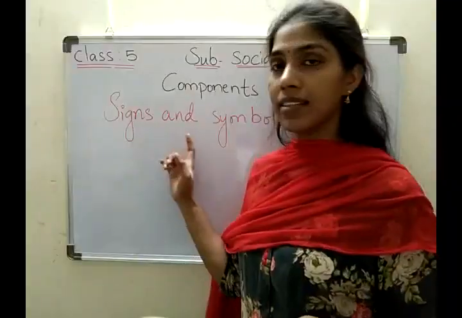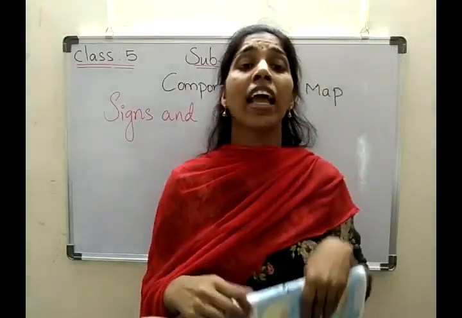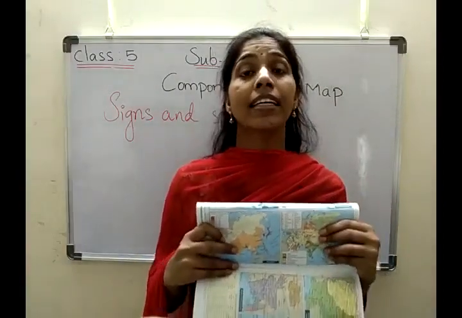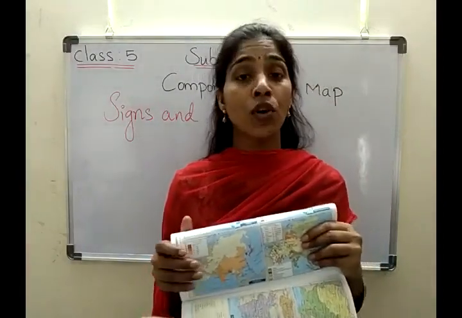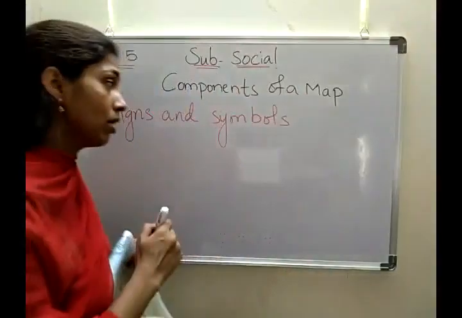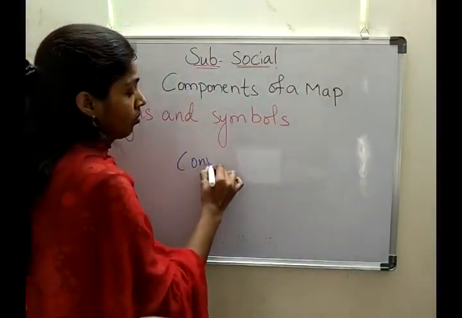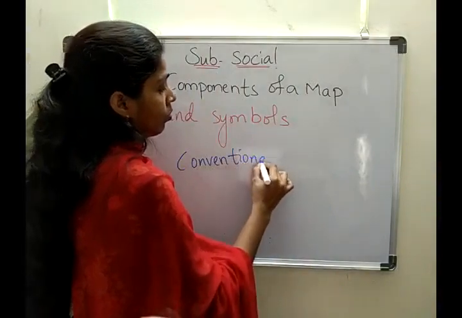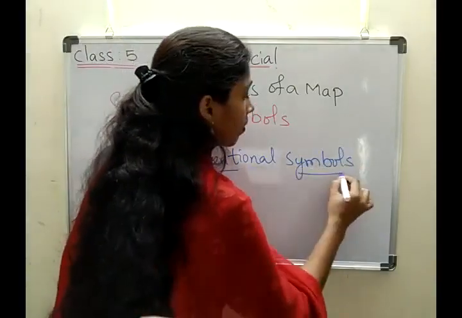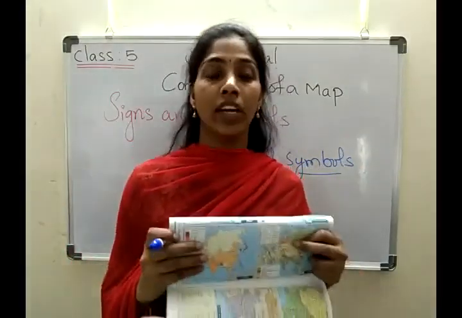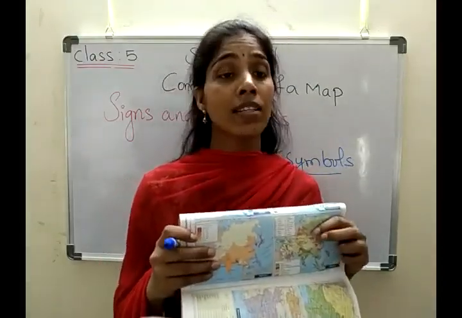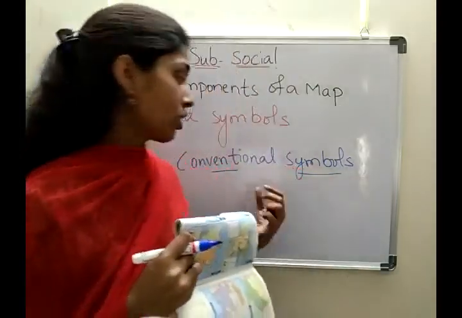Signs and symbols. Children, every map has a universal language of symbols. There is an international agreement regarding usage of these symbols. These symbols are also called conventional symbols. What are conventional symbols, children? Very good. There is an international agreement regarding using these symbols, and they are called conventional symbols.